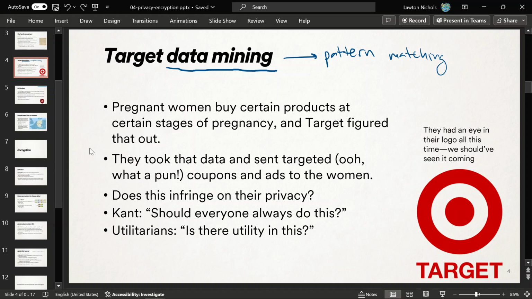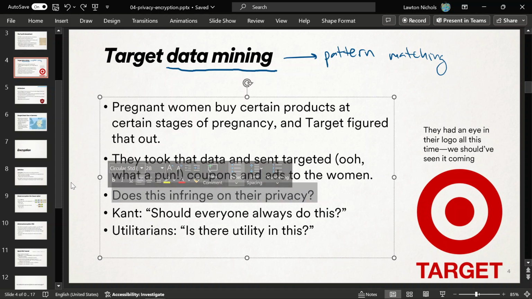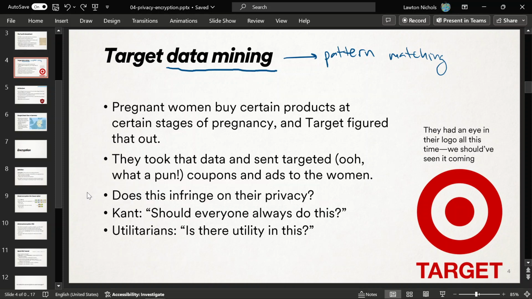So the question that I have for you is, does this infringe on the privacy of the shoppers at Target? What do we think? Right? It's an open-ended question. There is no right answer. Should they be allowed to do this kind of data mining on what you bought and save that information for later? Right? So again, you can ask your neighbors if you're not sure what to think yourself just yet.